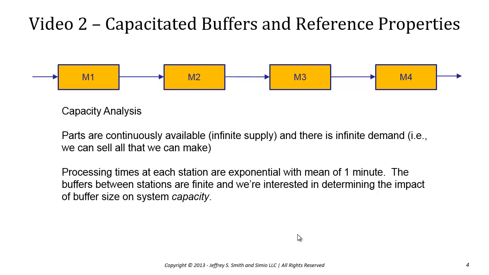In the previous video, we developed the model for the four-station serial line to facilitate our capacity analysis. In the second video, what we'll do is look at adding capacity to the buffers and then how to use Simio reference properties to facilitate experimentation and comparison between different buffer configurations.